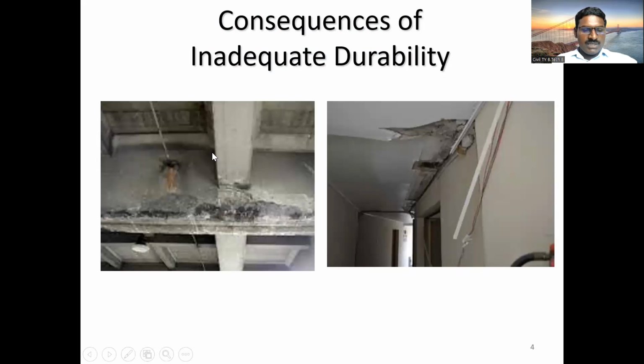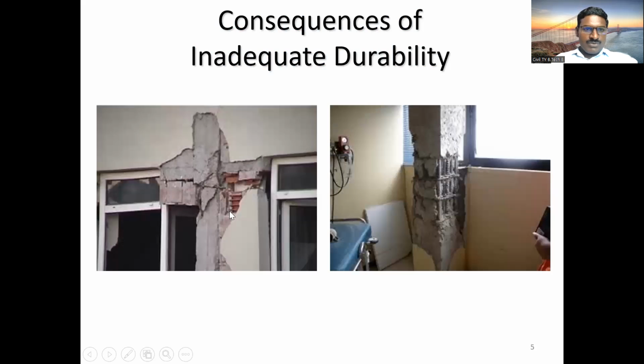So if you see the structure, the beam has damaged. Here the slab portion has damaged, with exposure of the steel. Again, here this wall is damaged, or in the second image, in the column, honeycombs are present in the concrete that was placed, and the steel is open after de-shuttering of the column. Such conditions happen due to inadequate durability.